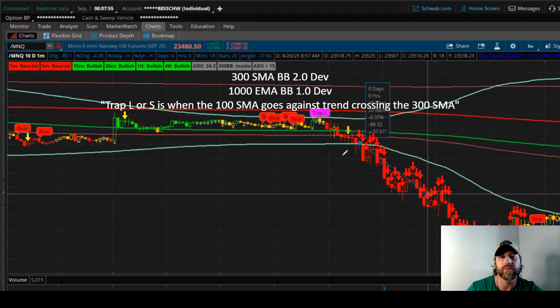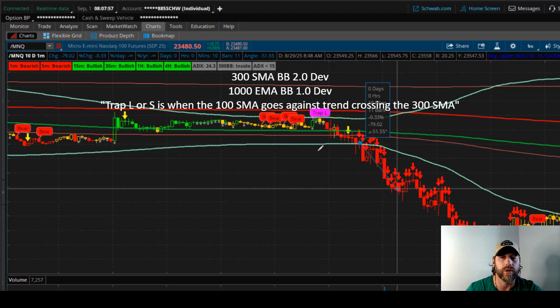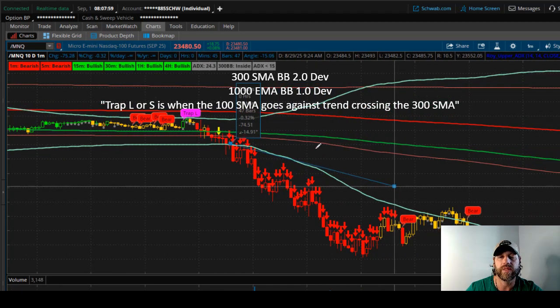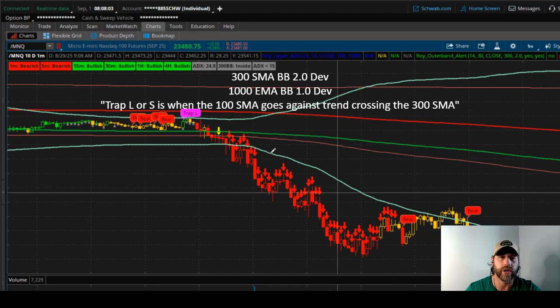That's what the power of momentum is, and catching it in the right way. That's the move we look for. We look for the continuation of a trend.